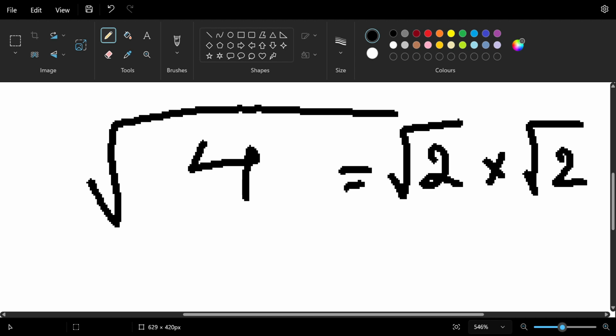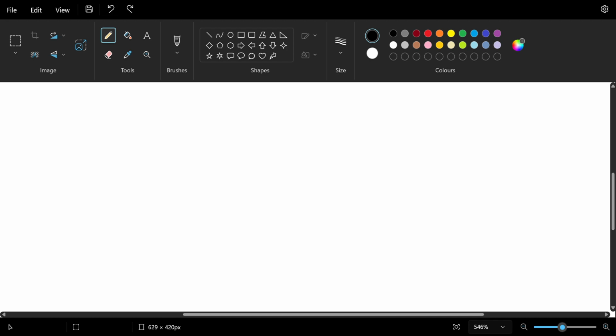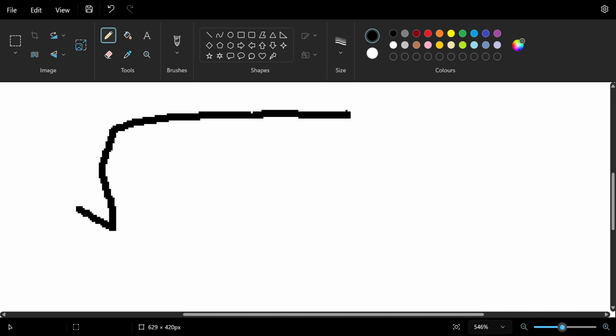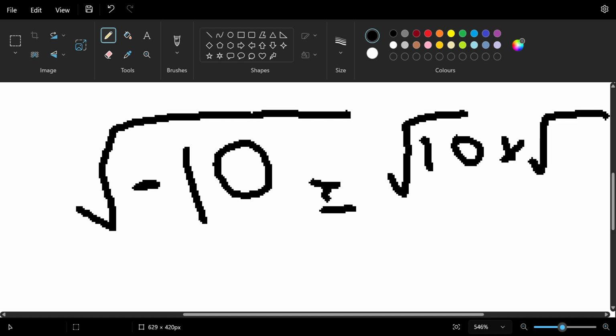You can say that. So now let's say we want to take the square root of a negative number, let's say negative 10. So how would you write it now? I'll give you a second because it's just simple maths. You can just write negative 10 as the square root of 10 times the square root of negative 1.